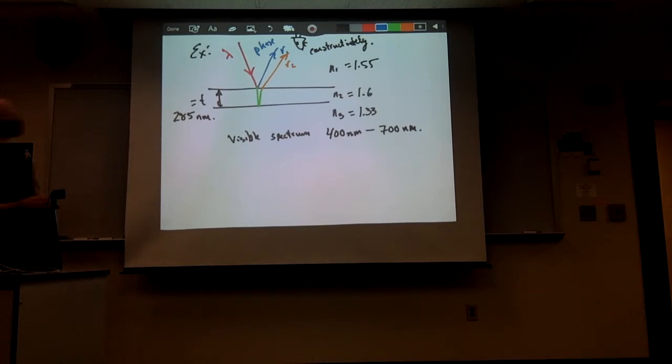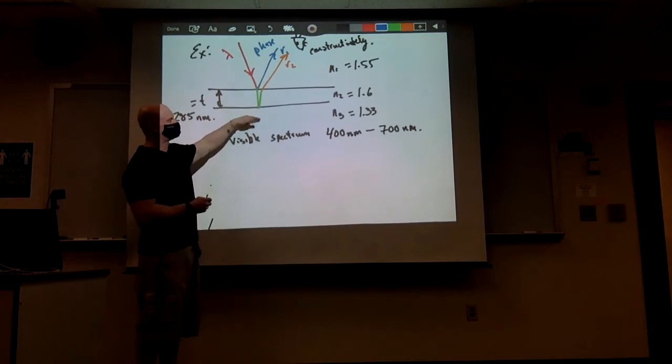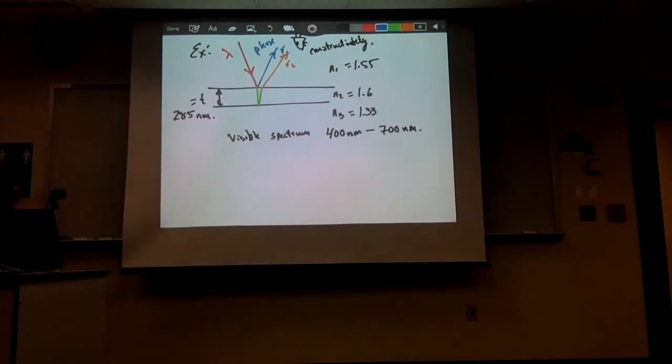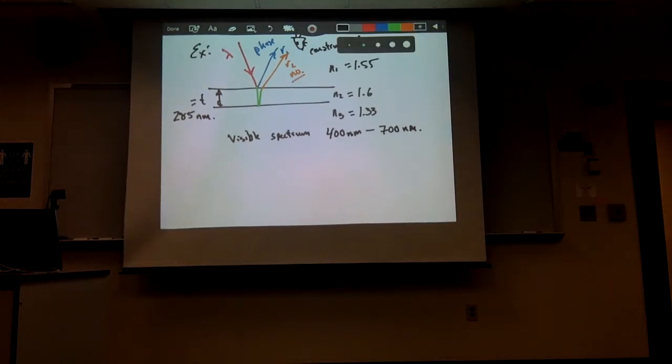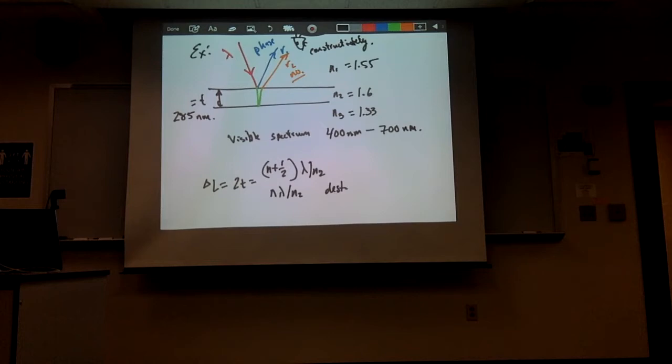But for the second ray, I'm going from 1.6 down to 1.33. So in this case, I'm going from high to low. If I go from high to low, does that give me a phase change or not? No. So in this case, I have no phase change, which means overall I have one total phase change, which tells me that my change in length, which is equal to twice the thickness, is going to be equal to n plus 1/2 times lambda divided by n2 for constructive interference, and n times lambda divided by n2 for destructive interference.